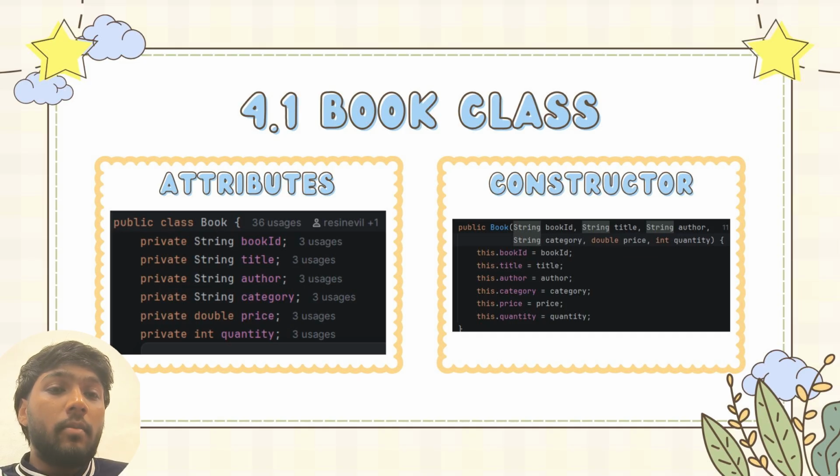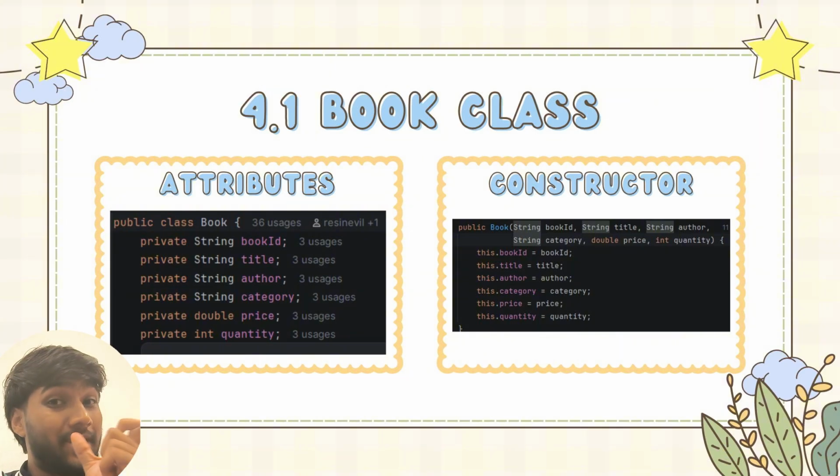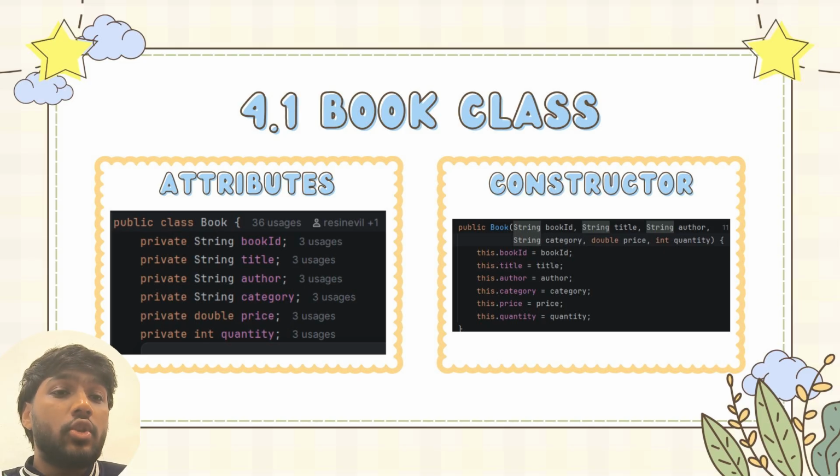Now about the constructor. A constructor, on the other hand, is a special method used to initialize objects. It has the same name as the class, and it is automatically called when a book object is created. It also receives values as parameters. As you can see here, in the book constructor, you can see the parameters: string book ID, string title, string author, string category, and so on. So those are parameters.